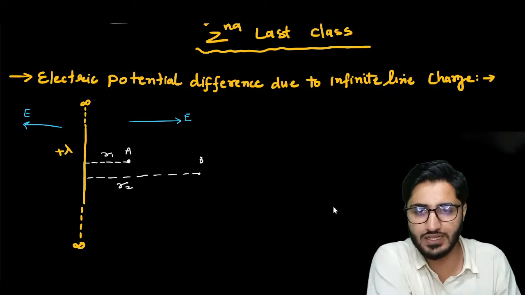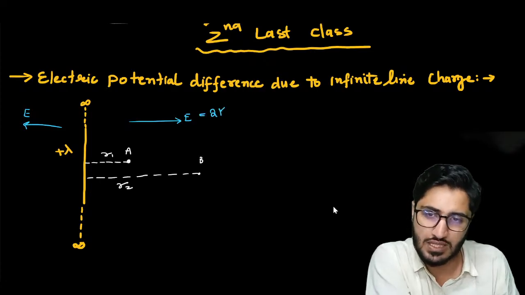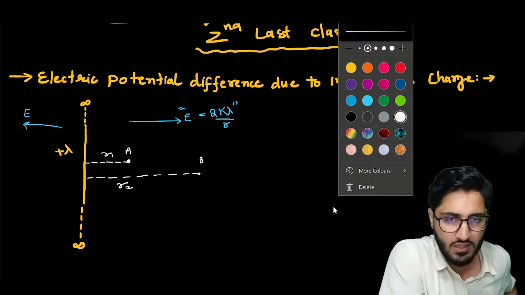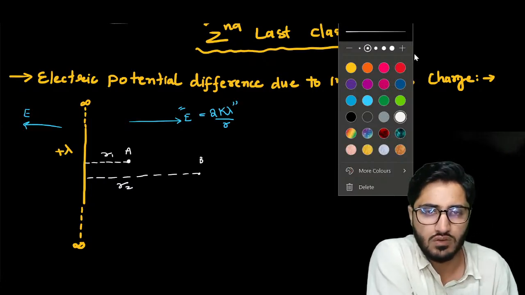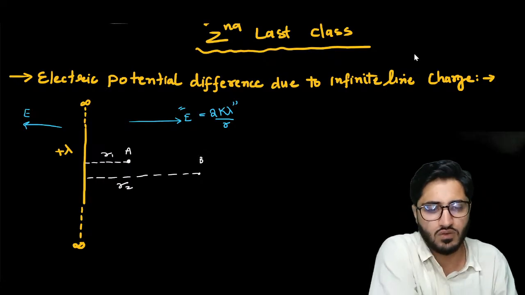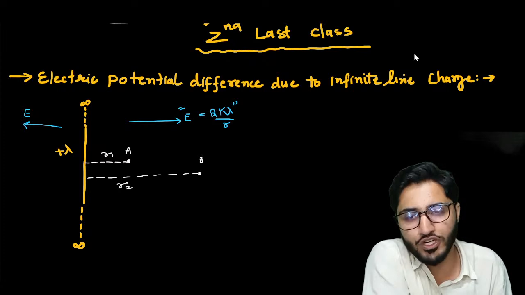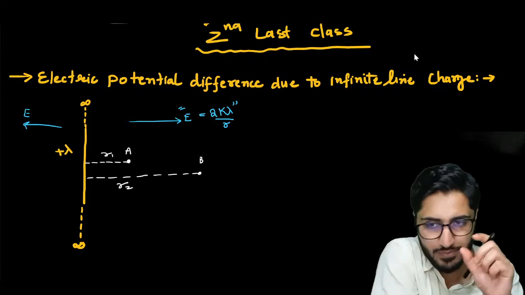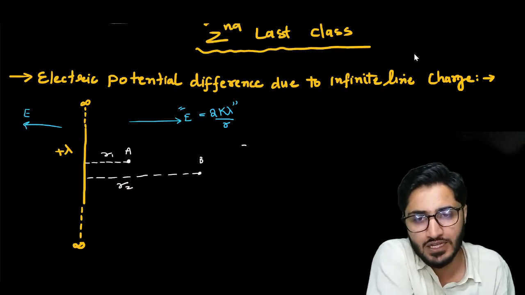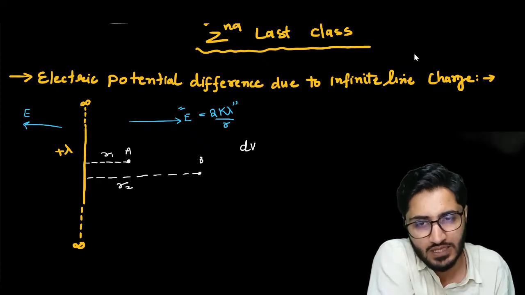So my electric field is 2k lambda by r. Done. Point A, point B. Look now. What will be the potential difference between A and B? I will write, sir, the potential difference dV is equal to minus the integral of E dot dr.